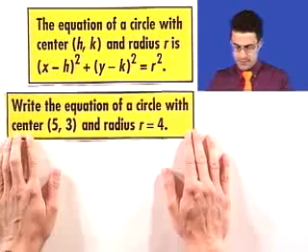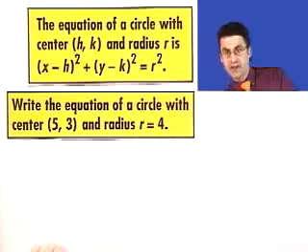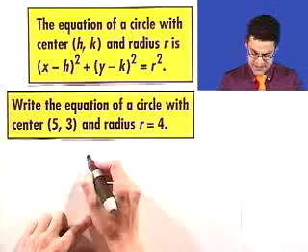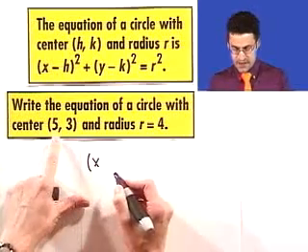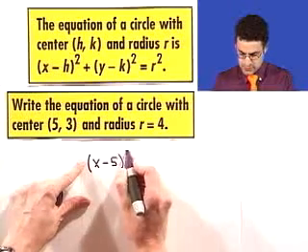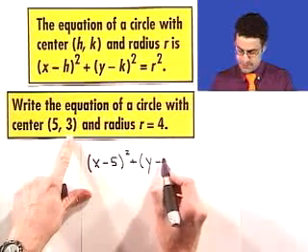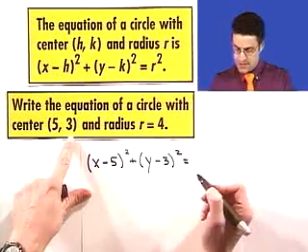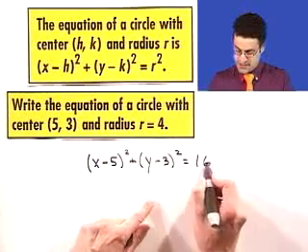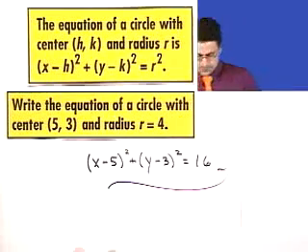Let's write the equation of a circle centered at 5, 3, and radius 4. Okay, well, no problem. We have the formula. And so I see it's going to be x minus the x value of the center, which is 5, so x minus 5 squared, plus y minus the y coordinate of the center, which is 3, squared, equals, now you might be tempted to write 4 here, but of course we have to write 4 squared, which is 16. So this is the correct equation, and we can actually graph this.